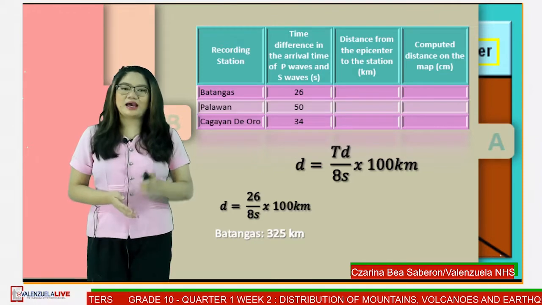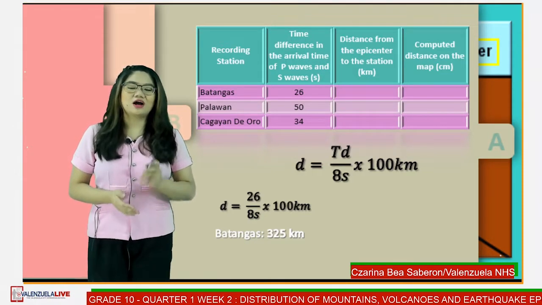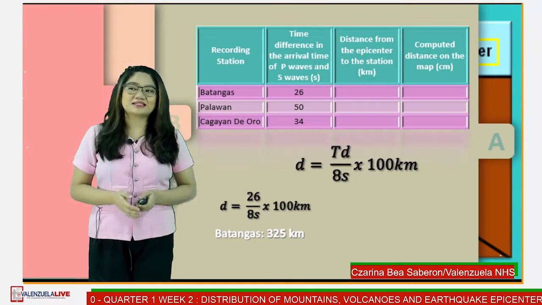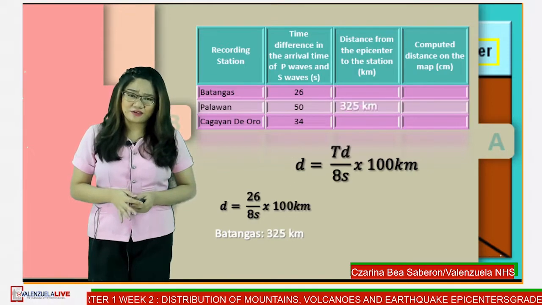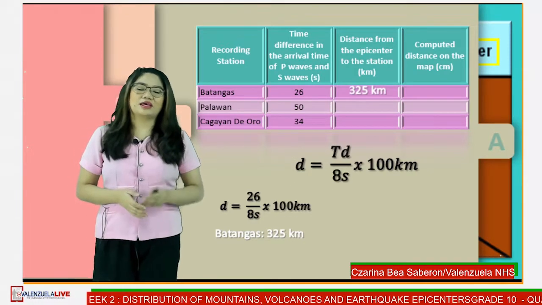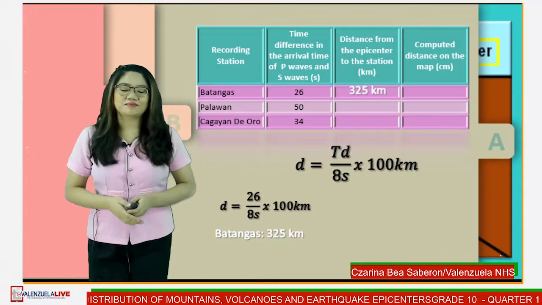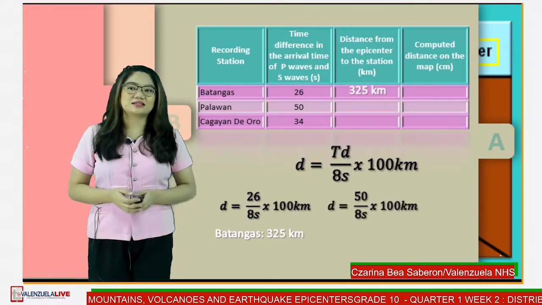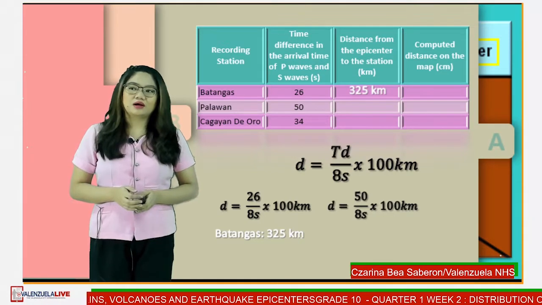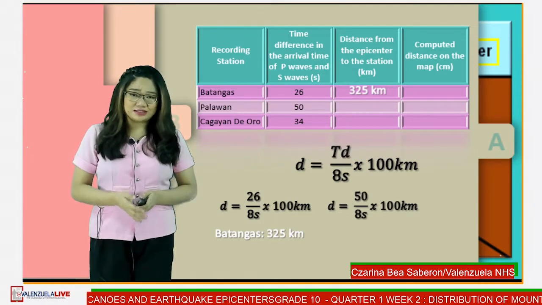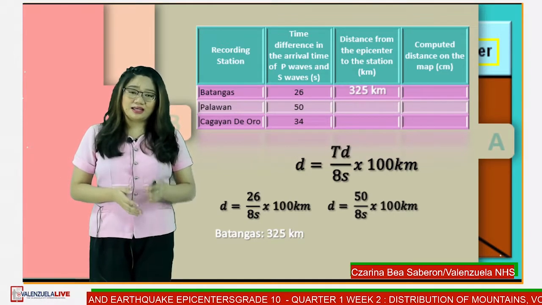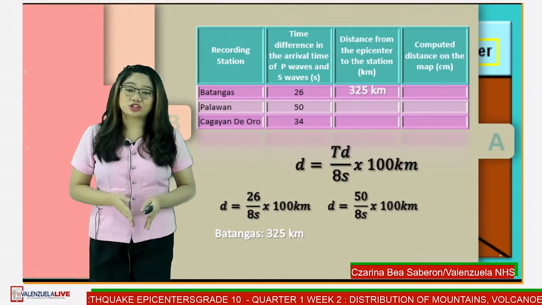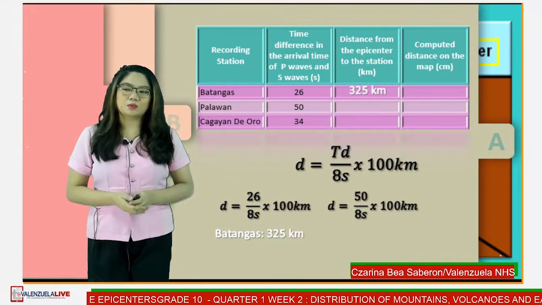Oh, okay, I actually see an answer in the comment section. All right, thank you for answering. That is 325 kilometers. Okay, now for the next station, for Palawan, the distance is equal to 50 seconds over 8 seconds times 100 kilometers. So what will be our distance?